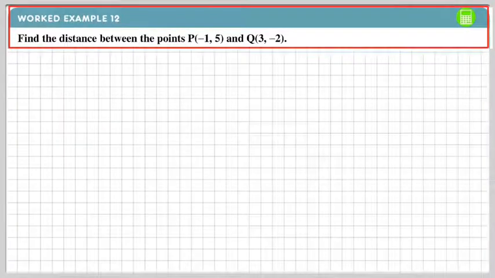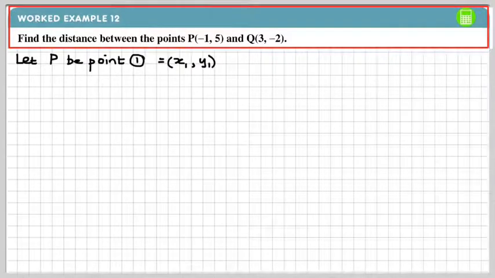Okie dokie, what's this thing? Find the distance between the points. Well, they haven't given us a graph for this, so I think we will just go right ahead and label one of them point 1 and the other one point 2 and just use the formula anyway. Yes, let P be point 1, and therefore x1 would be, you tell me, and what would y1 be? Yes, x1 would be minus 1 and y1 would be 5.